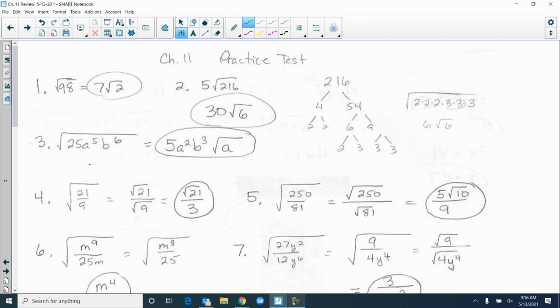The normal assignment for tomorrow, we have that test, 80 points. Let's do well on it.